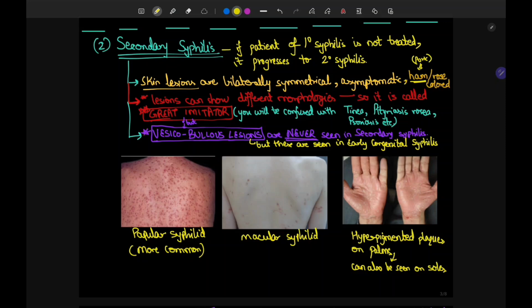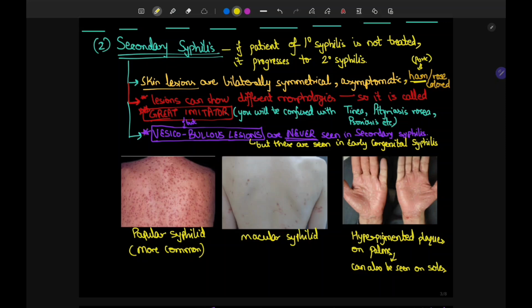Great imitator, why? Because by looking at these lesions, you may be confused: is it tinea? Is it pityriasis rosea? Is it psoriasis? Your mind would be thinking so many diagnoses, so many differentials. So it's a great imitator.